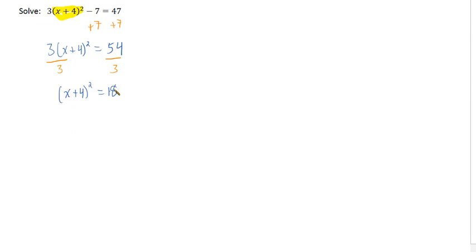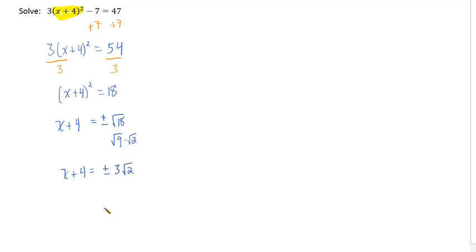Since x plus 4 squared is 18, that implies that x plus 4 is plus or minus square root of 18. Now the square root of 18 can be simplified using our properties for radicals. Recall that the square root of 18 is the square root of 9 times the square root of 2, and the square root of 9 is 3. So I can rewrite the equation as x plus 4 is equal to plus or minus 3 times the square root of 2.